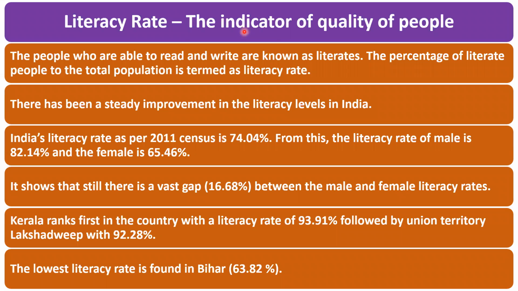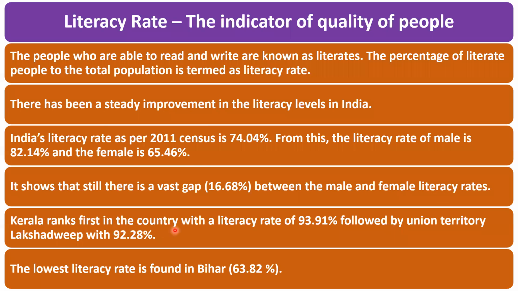Literacy rate. Literacy rate is no doubt the indicator of the quality of people. The people who are able to read and write are known as literates. The percentage of literate people to the total population is termed as literacy rate. There has been a steady improvement in the literacy levels in India. India's literacy rate as per the 2011 census is 74.04 percent. Of this, the literacy rate of males is 82.14 percent and of females is 64.46 percent. It shows that there is still a vast gap between the male and female literacy rate.